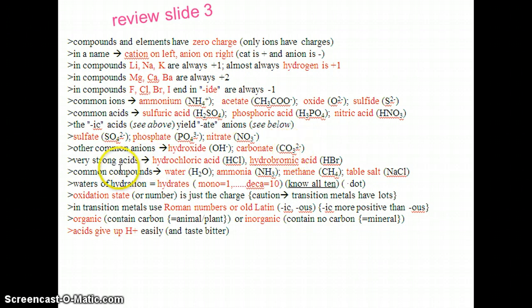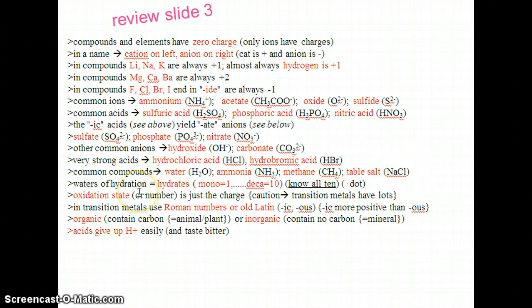The other strong acids you need to be aware of are hydrochloric acid. You could call that hydrogen chloride, it's HCl. Hydrobromic acid is HBr. You could also call that hydrogen bromide. Common compounds that we, at this level of sophistication in chemistry, need to know are water, H2O, ammonia, NH3, and that it can be used to derive ammonium ions, but ammonia, which is in household cleaners or baby diapers, is NH3. Methane is CH4, that's also called natural gas. And table salt is NaCl, sodium chloride.